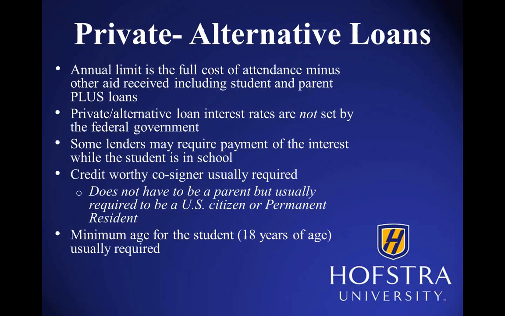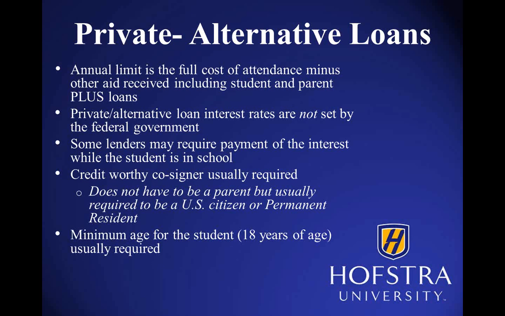Now we have concluded the portion of the webinar on the 3 federal loans. Let's discuss other loan options. Private alternative student loans are available to help meet the full cost of attendance. The annual limit is the full cost of attendance minus other aid received, including student and Parent Plus loans. Alternative loan interest rates are not set by the federal government. Some lenders may require payment of the interest while the student is in school.